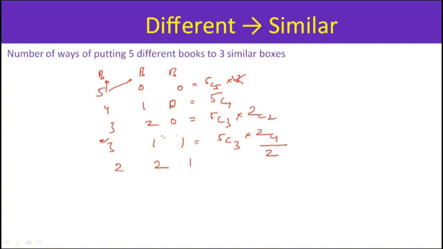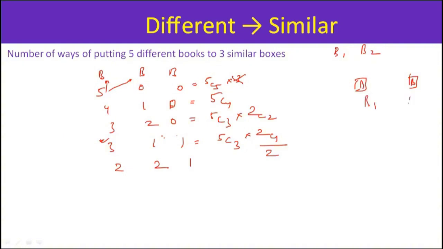Why 2C1 by 2? Because see, once you have two books, right? For example, you have book B1 and the second book is B2. You have to put them in 2 same boxes, B and B. In how many ways can you do it?